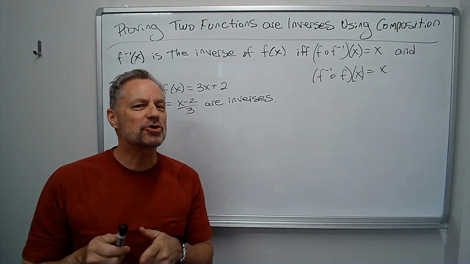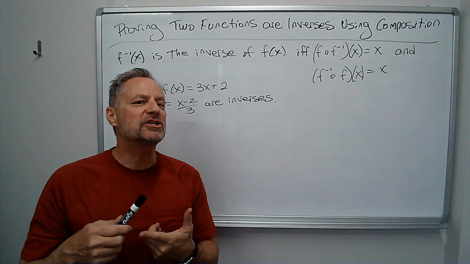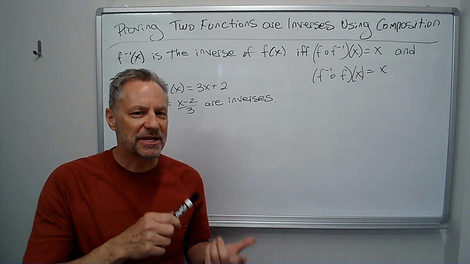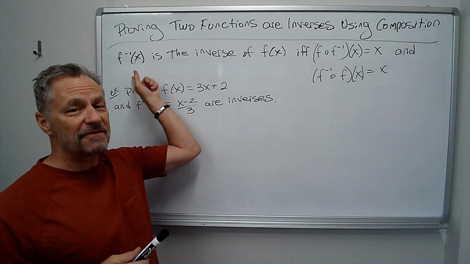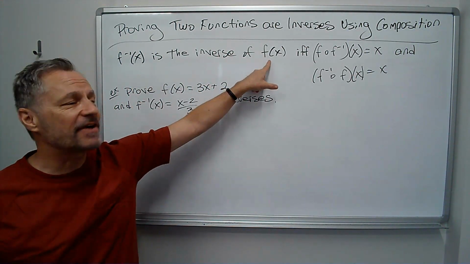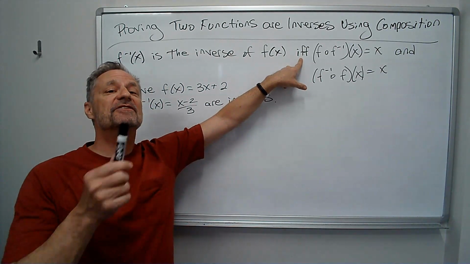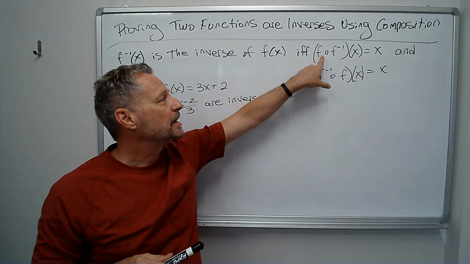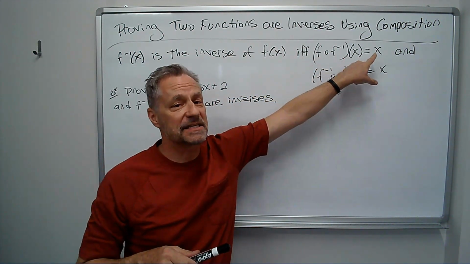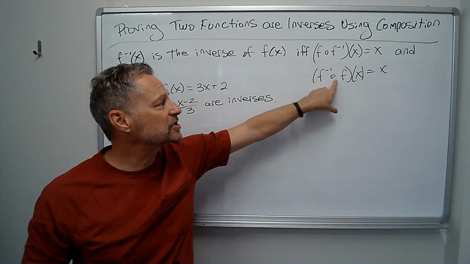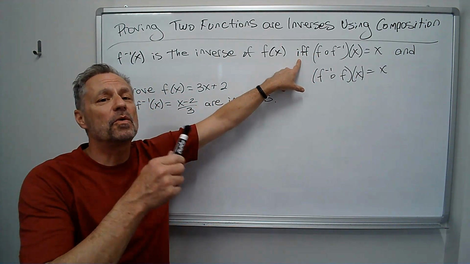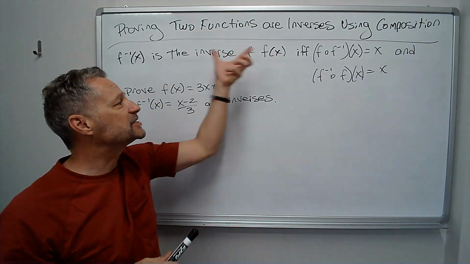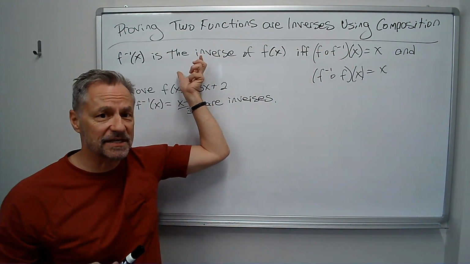Let me show you how to prove two functions are inverses by using composition. All right, so f inverse of x is the inverse of f of x. This means if and only if f composed with f inverse of x equals x, and f inverse composed with f of x is also x. So the if and only if means it goes both directions.